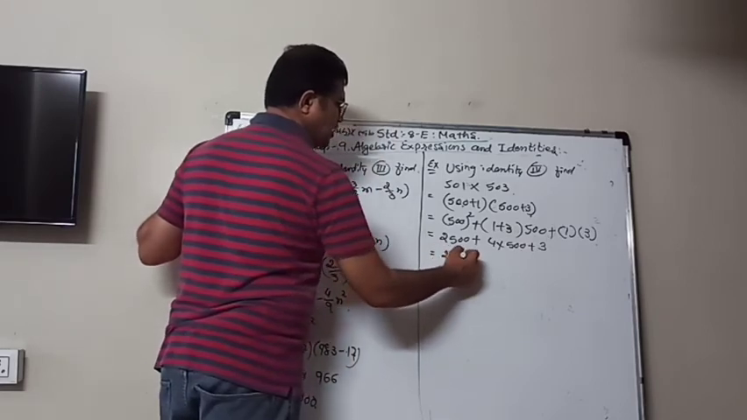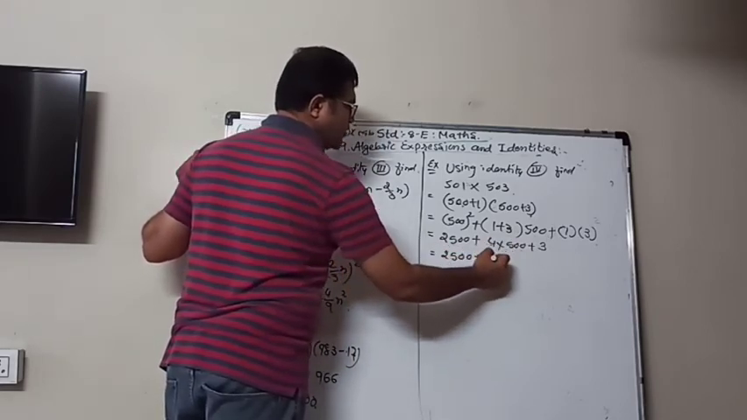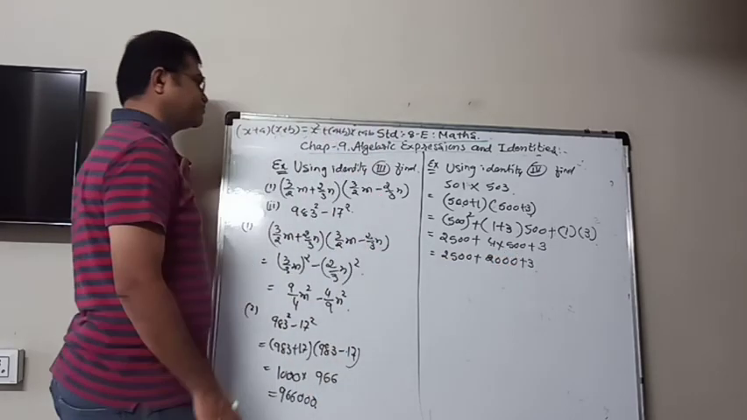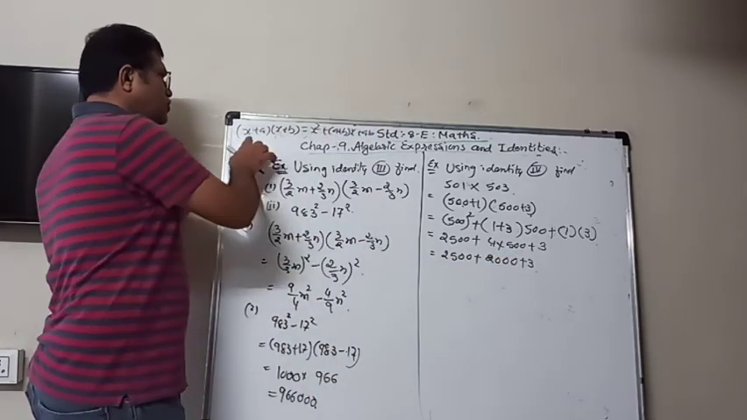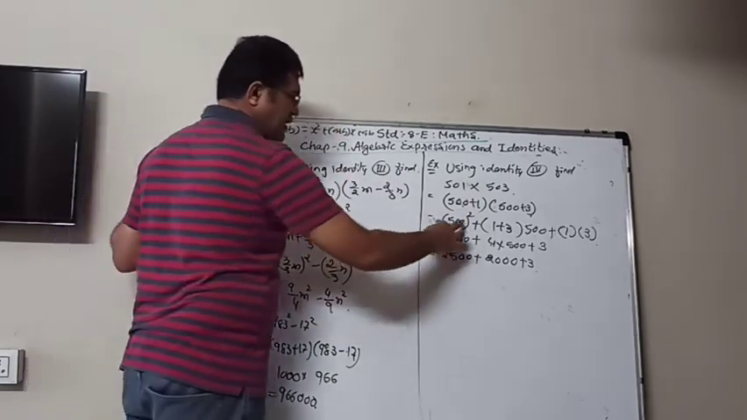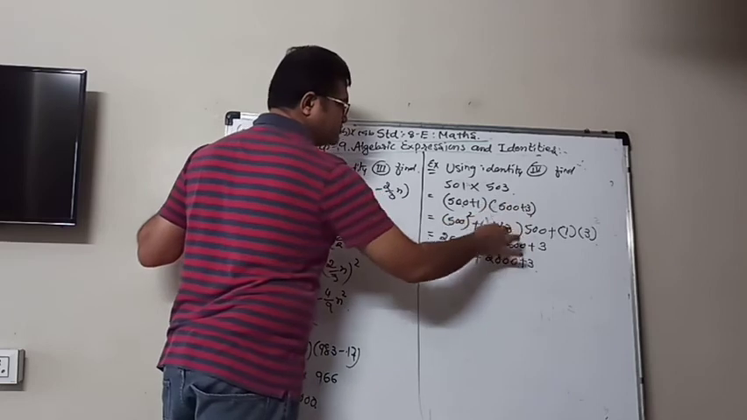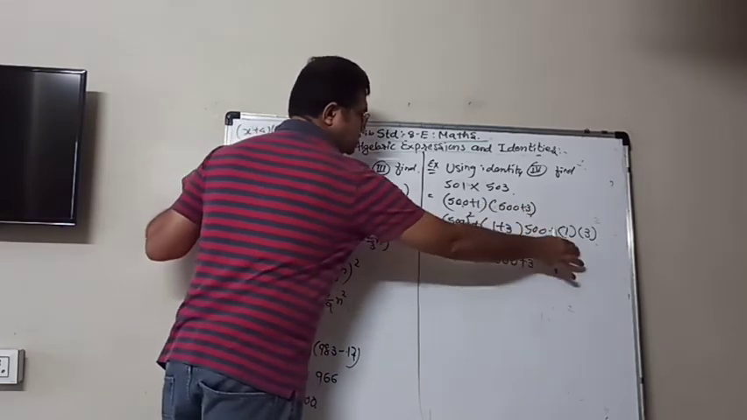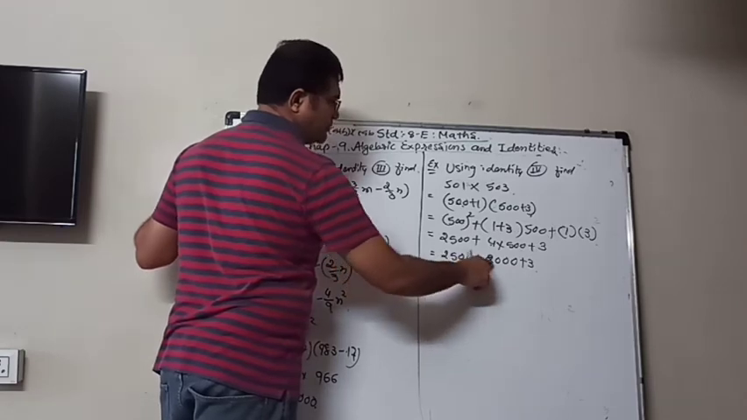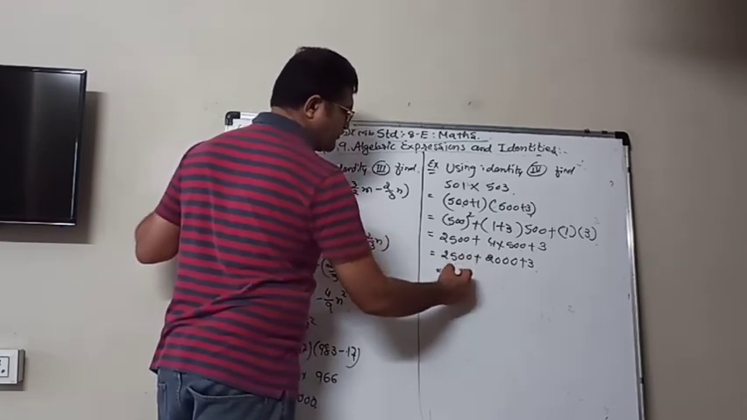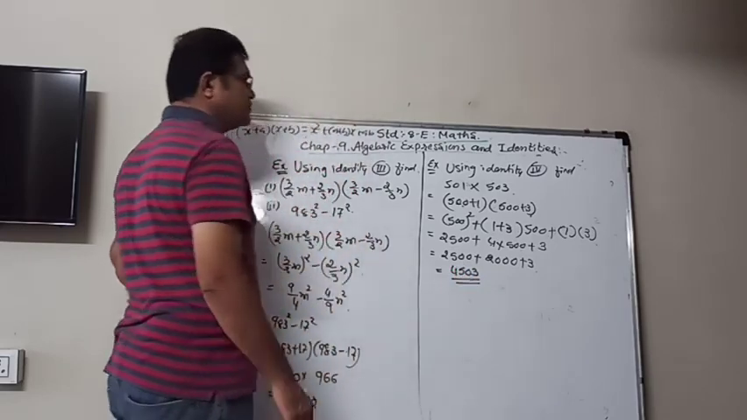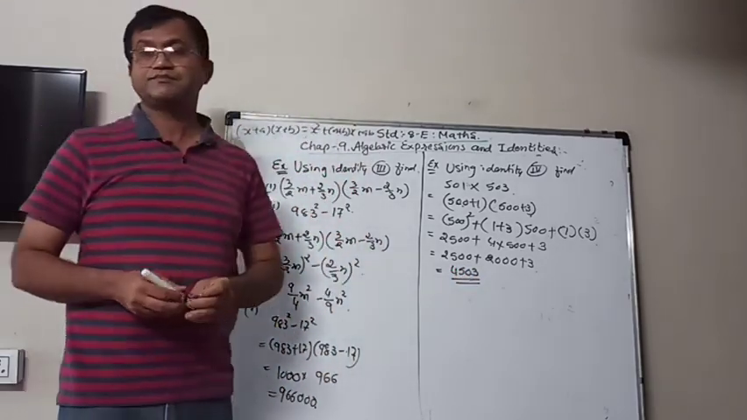So that is 250000, and 4 5s are 20, so 2000, plus 3. So you have to use this one: x square plus (a plus b) into x plus a into b. So now 250000 plus 2000 is 252000, plus 3, that is 252003.